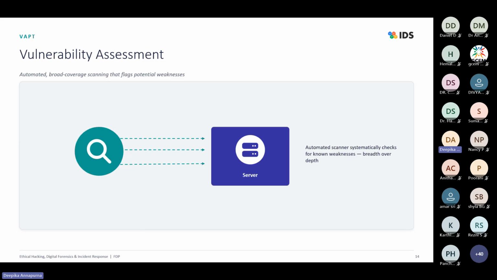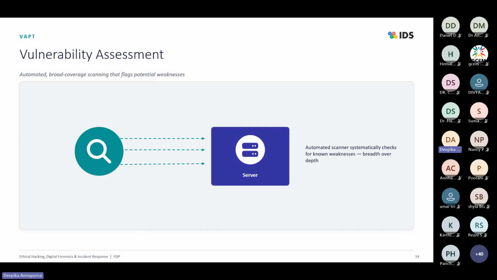The main step of vulnerability assessment is identification. It's not exploiting anything, it is just identifying the weaknesses. Yes or no? Like, there is no MFA for a few accounts of the employees. Just identify and assess the information. That's it. This is called vulnerability assessment.